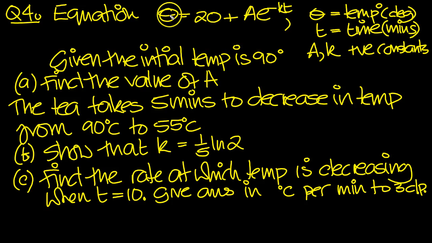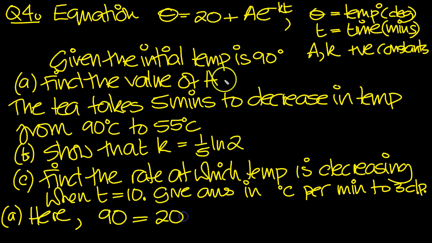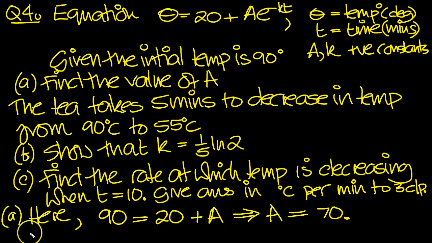Initial temperature is 90, so let's put it in for part A. Here our initial temperature is 90, put that in, is equal to 20 plus a. Now initial temperature means t is 0, because that's when we start. So all of this is 0 and e to the 0 is 1. So it's just one lot of a. Reading from right to left, a equals, move the 20, 90 minus 20 is 70. So a is 70.